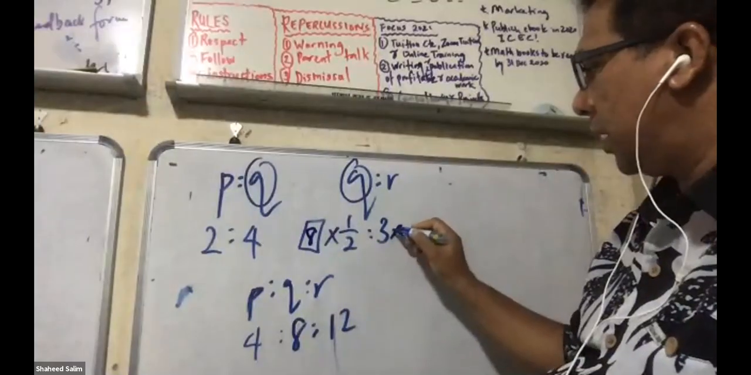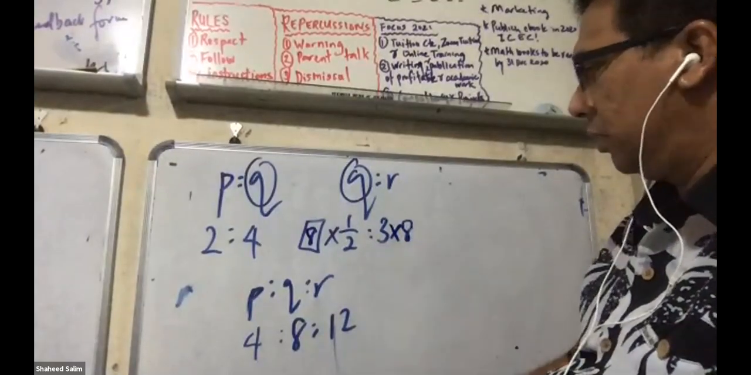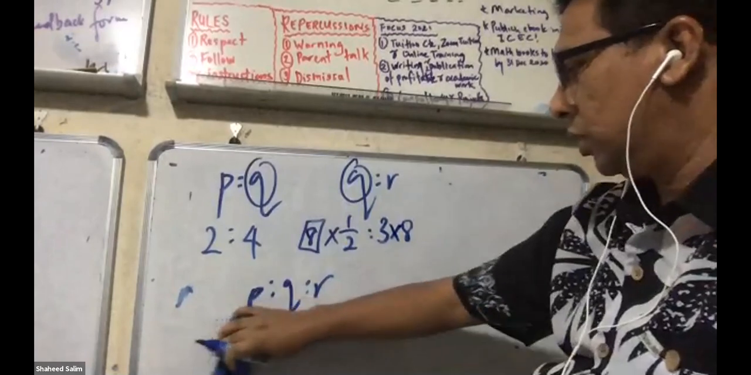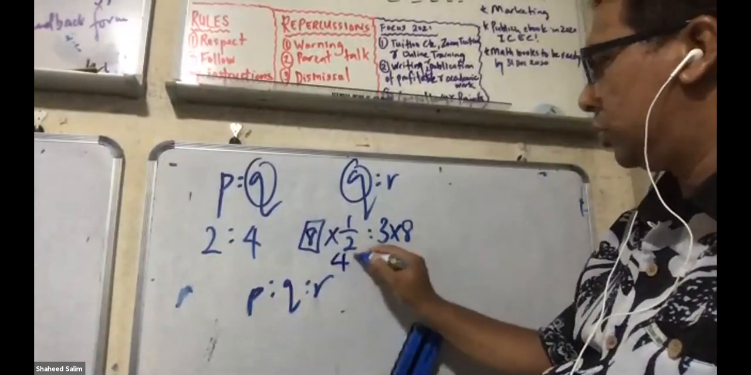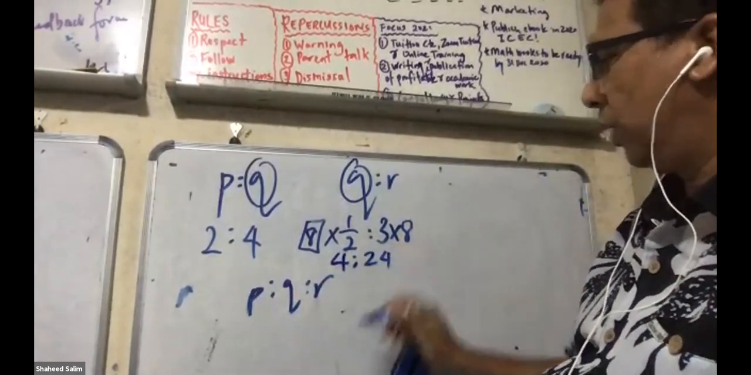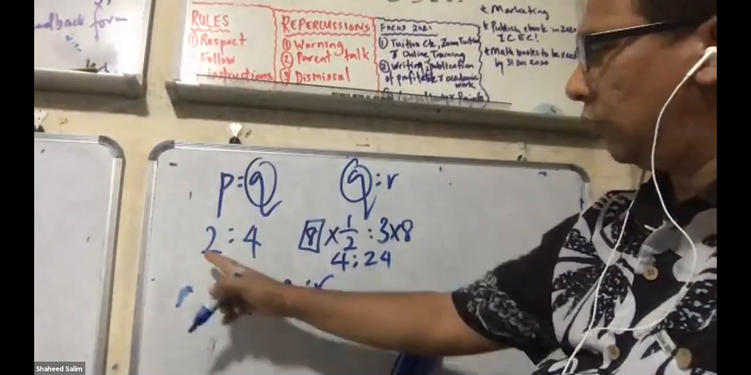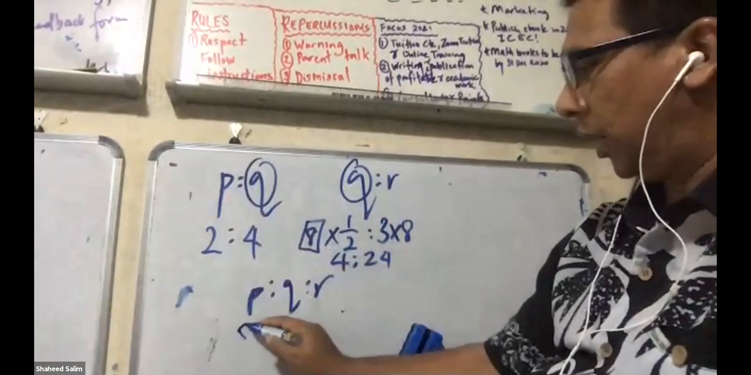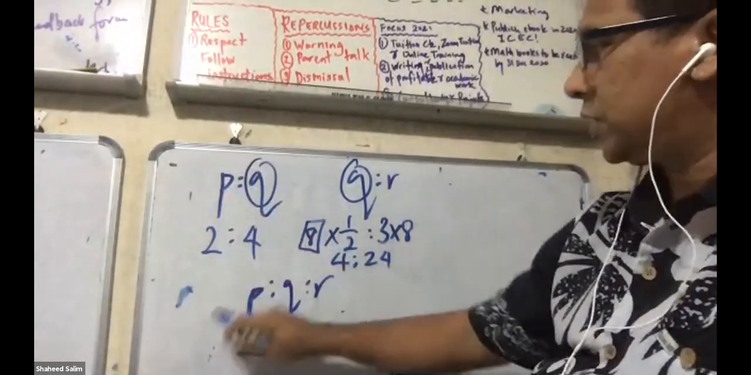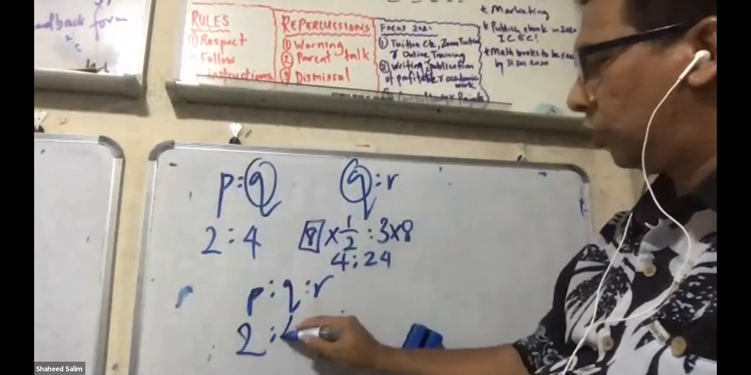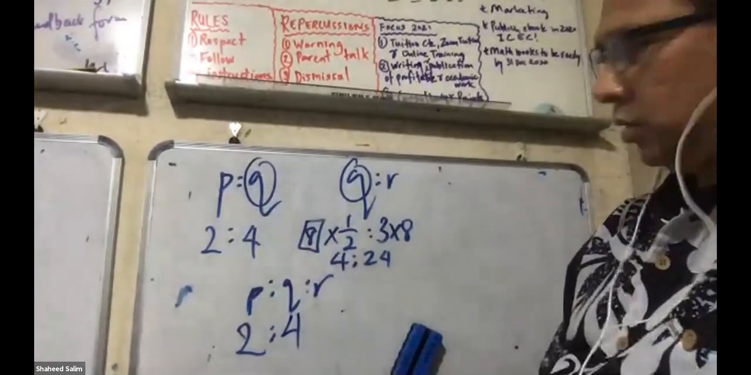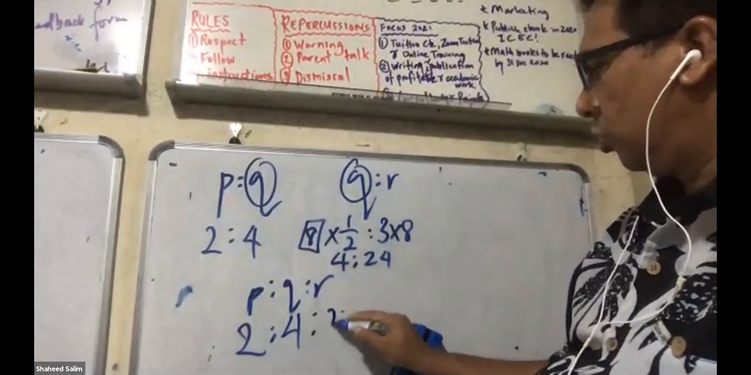8. So you times by 8. Down here also must times by 8. Right? So now this one will be 4 is to 24. So what is your ratio now? Just follow lah. 2, P is 2, right? Both sides, Q is 4. So Q is 4. And then is to 24.